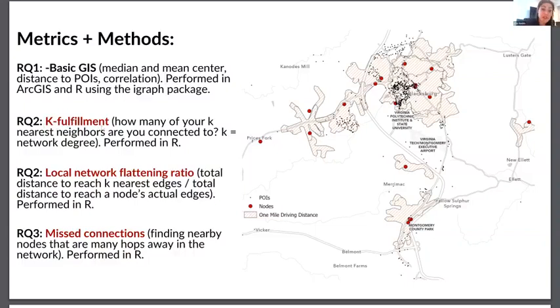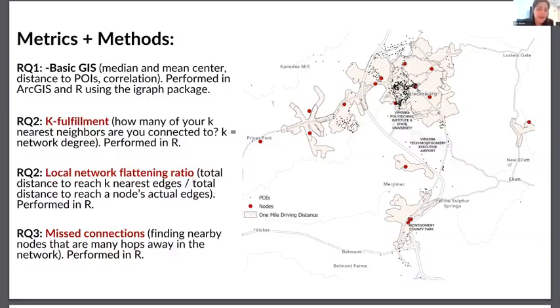For research question two, we developed a metric called K fulfillment. This says how many of your K nearest neighbors you are connected to. So if you have 5 connections in the network, how many of your 5 closest neighbors on the map are you connected to? This is an integer divided by another integer to give us a ratio. And if the ratio is 1, it means all 5 of your connections are also your nearest neighbors.